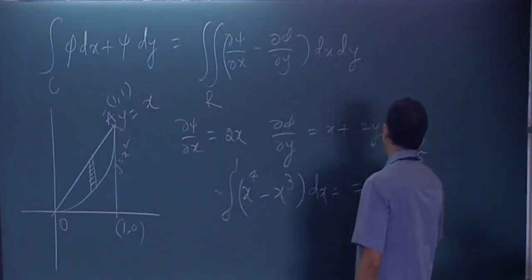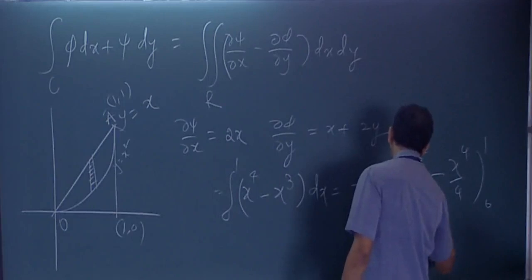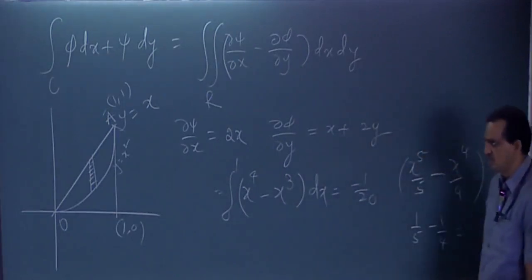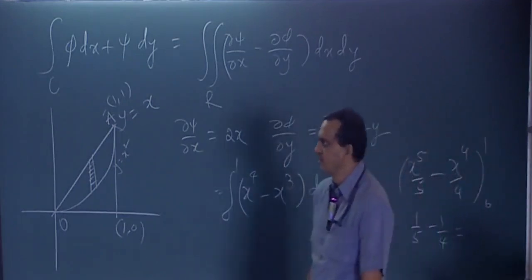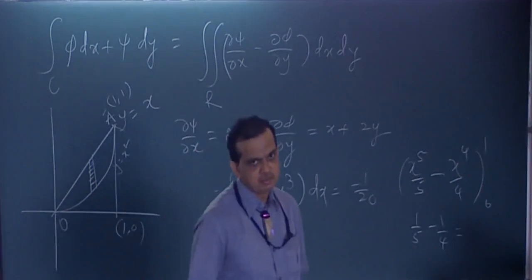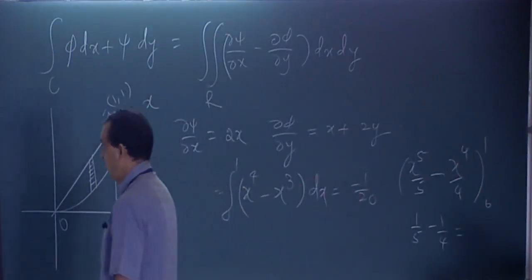You can check integration. You can substitute 1 and 0. We get 1 by 5 minus 1 by 4. The LCM is 20 and then we get minus 1 by 20. So nothing is difficult. So this is the end of one part of the theorem, namely the double integral part of the theorem. Now let us go for the evaluation along the curves.